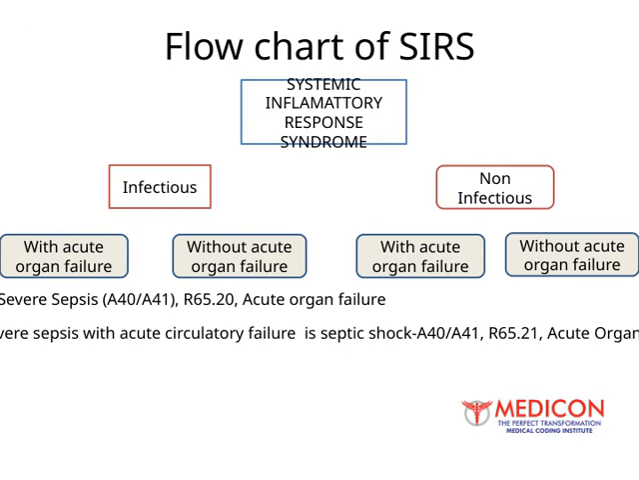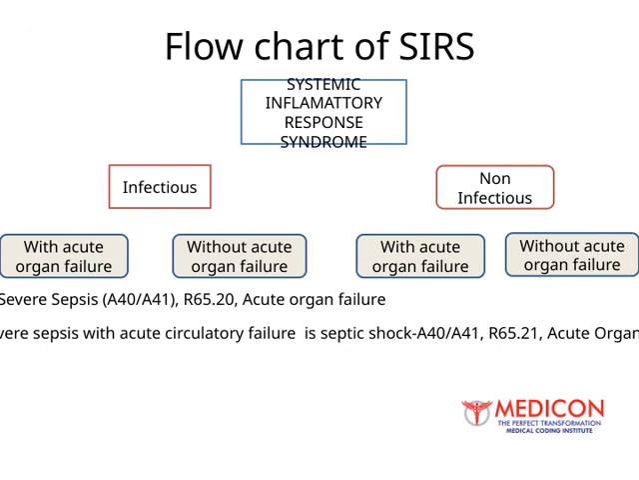This is identified by codes like A40 or A41, and the R65.20 code, which indicates severe sepsis, still a significant systemic response. When the sepsis involves acute circulatory failure, meaning blood pressure drops dangerously low or circulation is compromised, it progresses further into septic shock. This is marked by codes like A40 or A41 again, and R65.21, which signals the presence of septic shock.